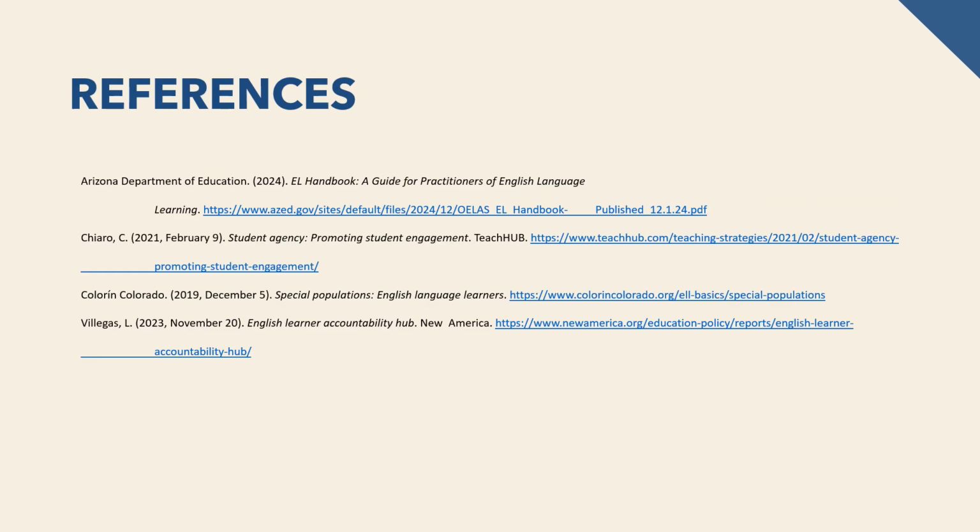That sums up what we have in regards to Arizona and the rights and the processes that they have in place for our English language learners.